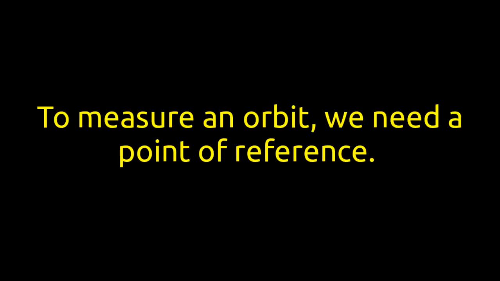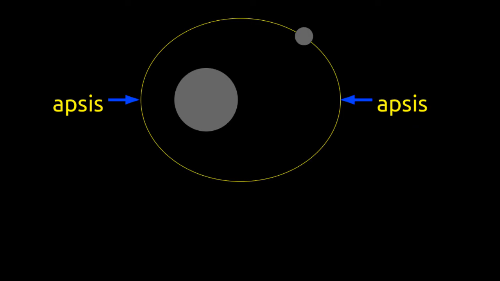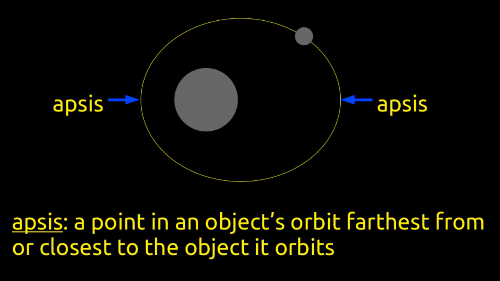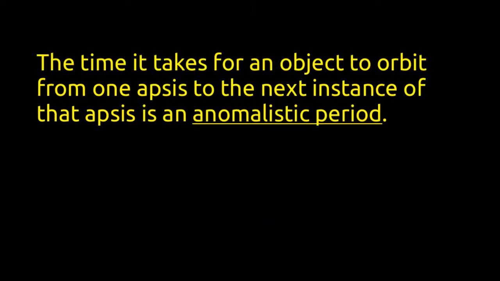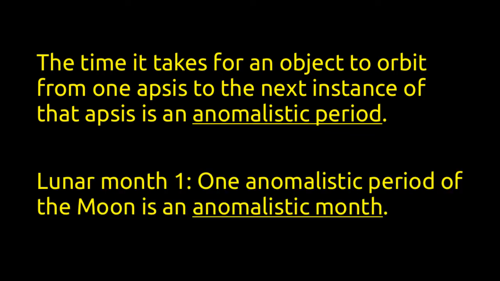Fortunately, here in the real universe, there are plenty of complicating factors and imperfections to make for various references for measuring one orbit. If the orbit of an object around another object is not a perfect circle, then one could define a complete orbit as being from one apsis to the next instance of that apsis, where an apsis is the point in an object's orbit where it is farthest from or closest to the object it orbits. This defines the revolving object's anomalistic period. The moon's orbit around the Earth, in fact, has eccentricity, and one anomalistic period, conventionally measured as from apogee to apogee of the moon around the Earth, is called an anomalistic month.